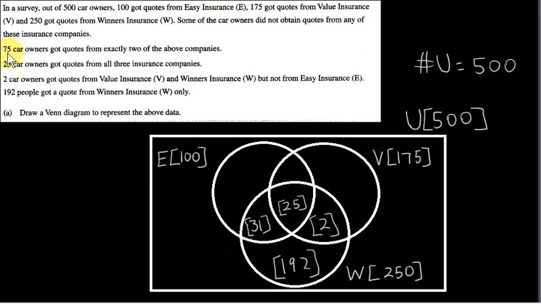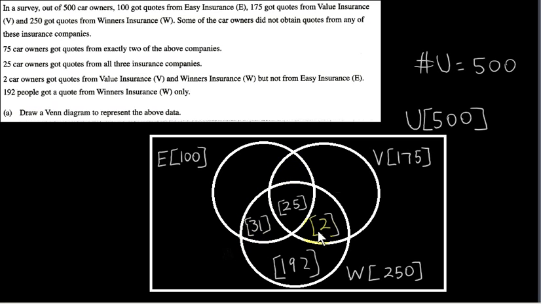But we're given that 75 car owners got quotes from exactly 2 of the above companies. So let's look at the regions that constitute exactly 2 companies. So this is one region, this is another, and here's the third. So elements in here belong to exactly 2 sets only. And we're told that 75 elements belong to exactly 2 sets, not 3 sets.